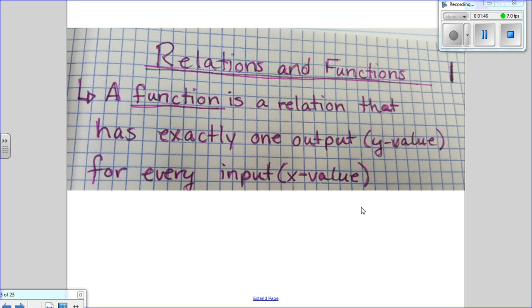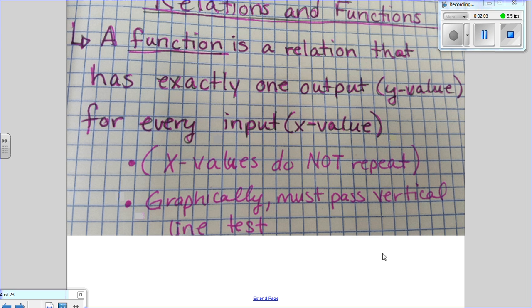Most of you probably already know this. You might have forgotten, but it's not too difficult. It says a function is a relation that has exactly one output for every input. In other words, one y value for every x value. Some of you might understand it better with this thing on the bottom. Your x values do not repeat, and graphically this means that your graph must pass the vertical line test. Okay? I'll do a couple of examples with the vertical line test. That's the one that people seem to forget. Go ahead and copy this. This is just definition stuff, very basic stuff.